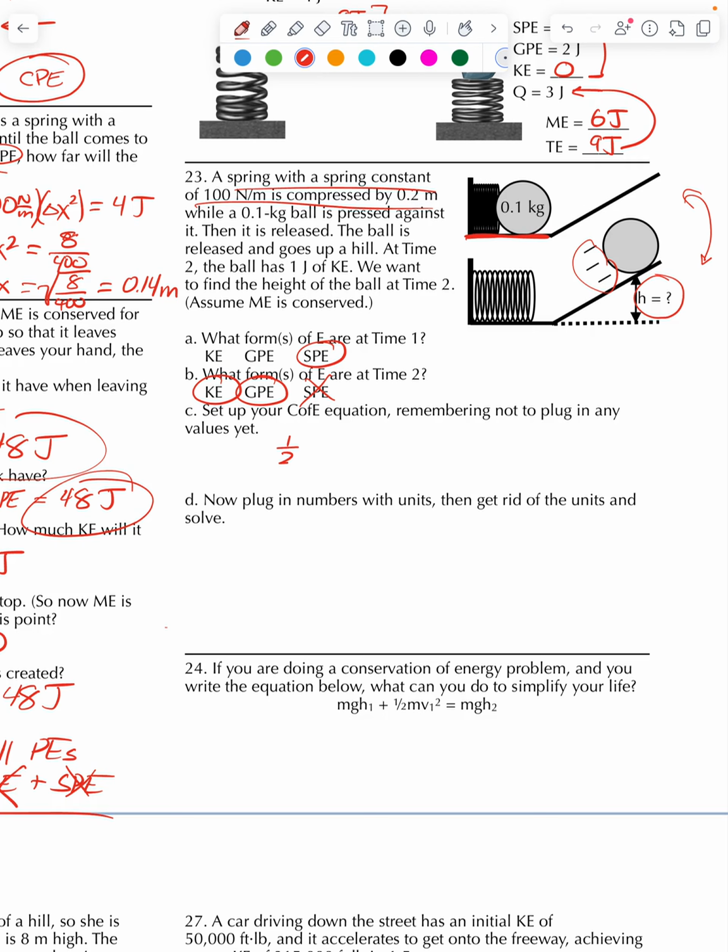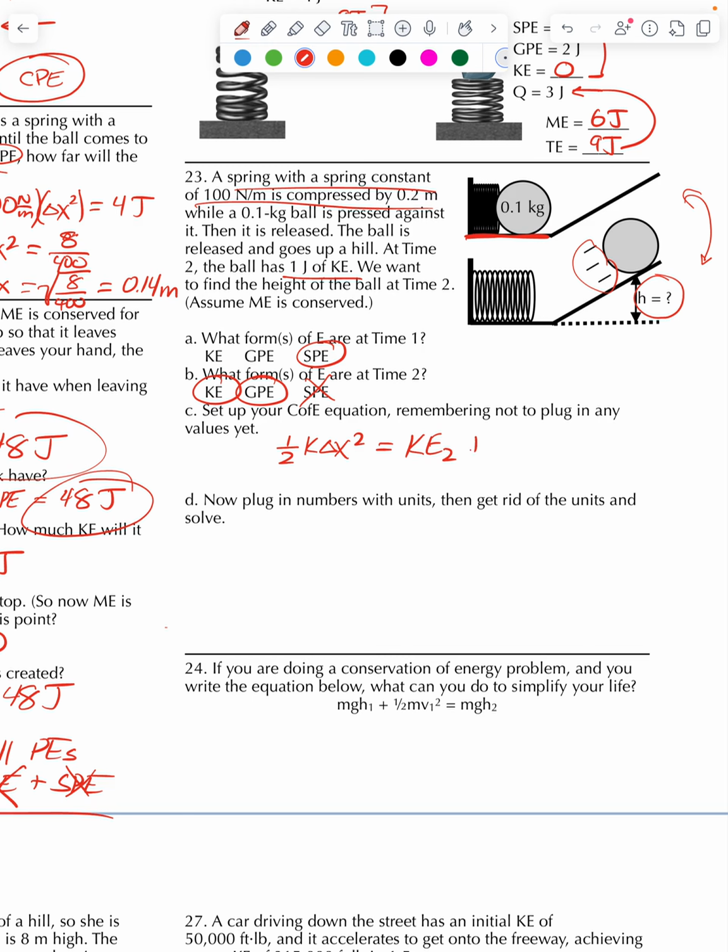So the formula for SPE is 1/2 k delta x squared. That's the only energy it has at time 1. That's all the mechanical energy at time 1. Now, it's going to equal the KE plus the GPE at time 2. Did I give you the value of the KE? Yeah, I actually did. I told you it was 1 joule. So why bother writing 1/2 mv squared? We don't know what the v is, so I'm just going to write KE. I'll write KE2, but there is no other KE to confuse it with, so you could have just written KE.